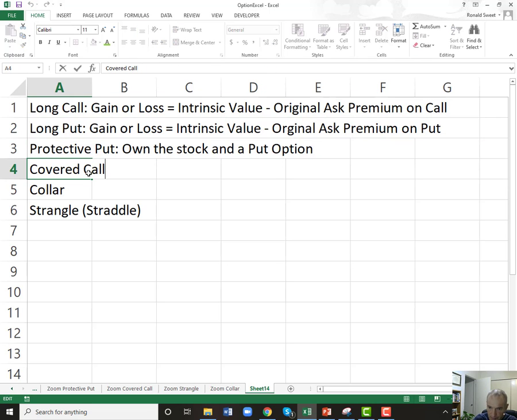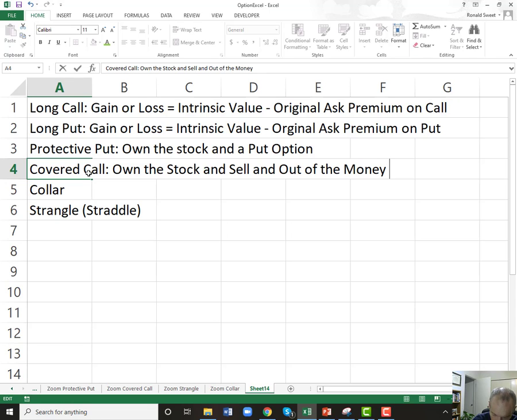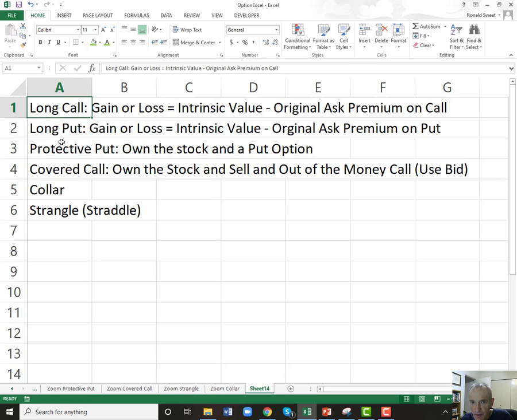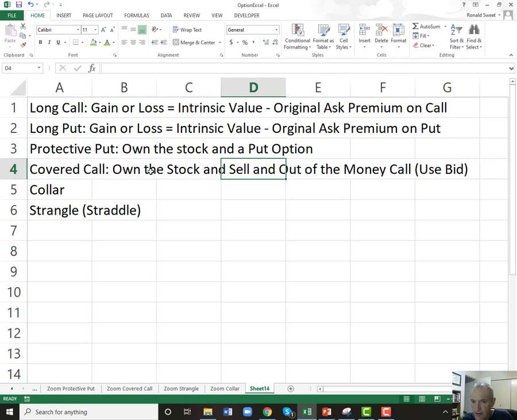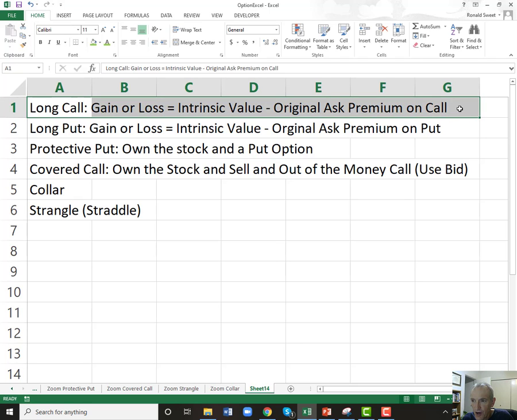The covered call, you're going to own the stock and sell an out of the money call, and here you use the lower bid price because you're selling. So use the bid. All the formulas are the same. So you're going to take the stock, what did you make on the stock? So whatever the stock price is at expiration minus the original price. And then you will subtract from that, because you're selling, the gain or loss on the call, but use the bid price instead of the ask price.